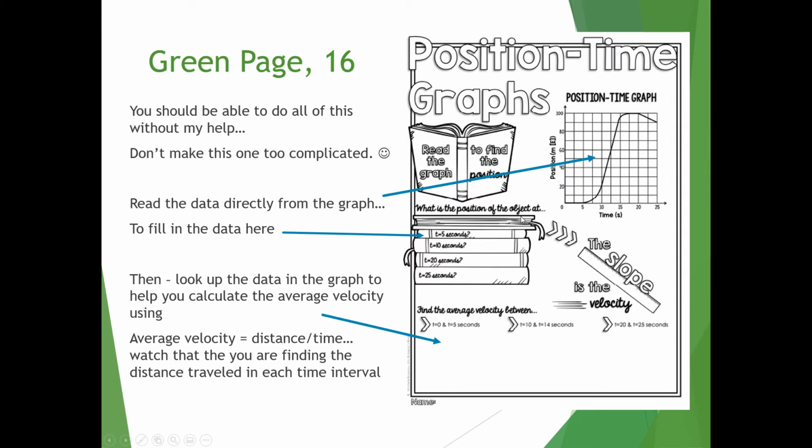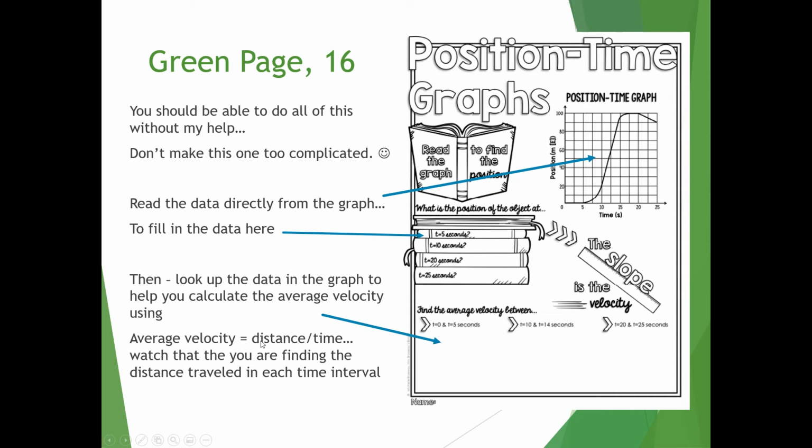It asks you, what is the position of the object at t equals 5 seconds? So if we look at this position time graph and we go over to 5 seconds, we should be able to read what the position is, and we can write that value here. And be sure to include the units and the direction. Then it asks you for t equals 10 seconds, and you can read that from the graph, t equals 20 seconds, t equals 25 seconds, okay? So that's this portion.